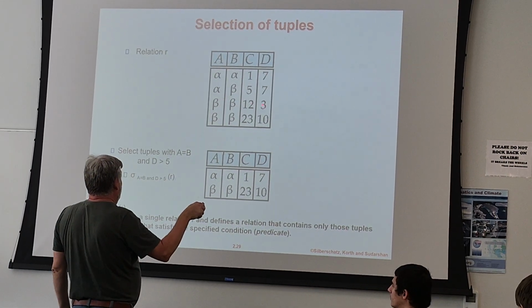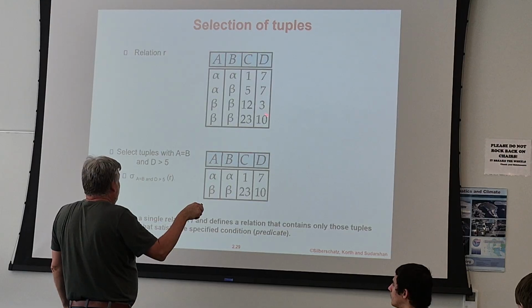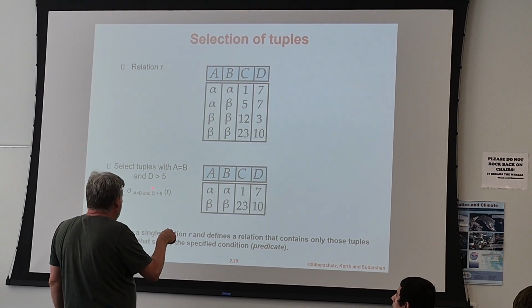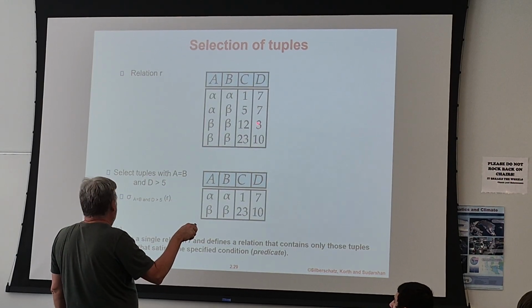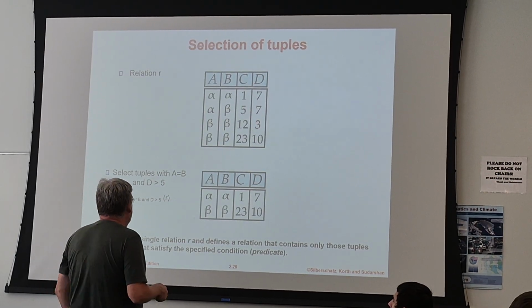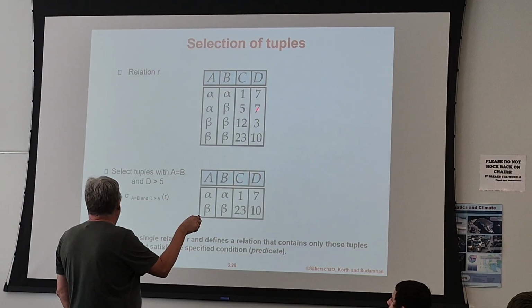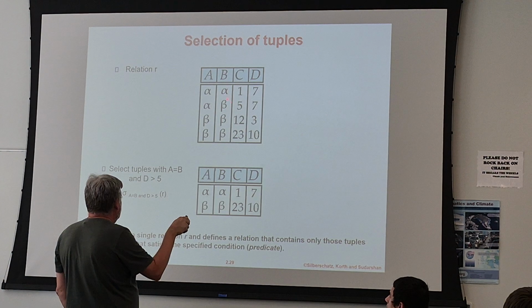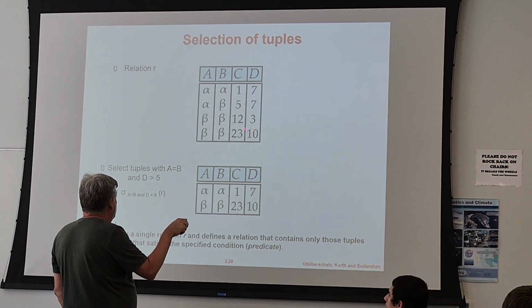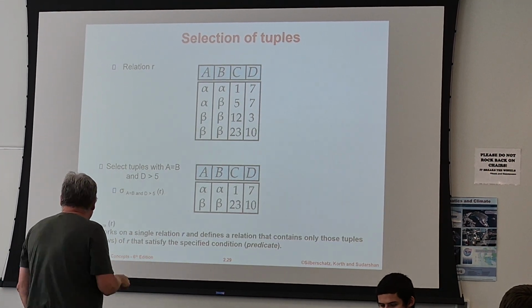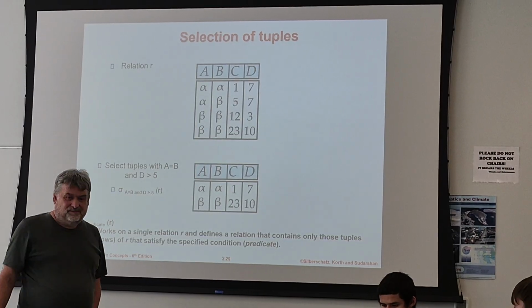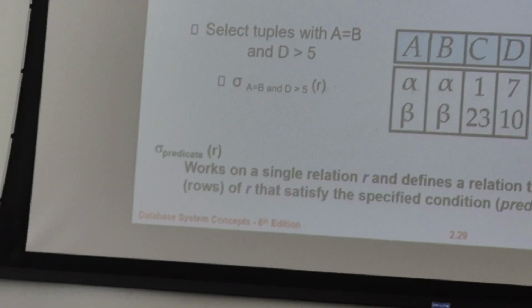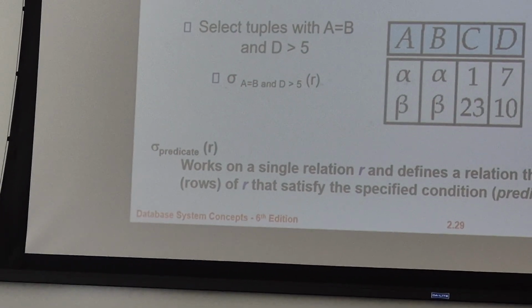And these other rows where the values didn't match, there A was equal to B, but this is an AND, so both of these things have to be true. This value is not greater than 5. That row did not get selected. Same thing here. That row, that value is greater than 5, but these values are not the same, so that row didn't get selected. Only selected these two rows. Predicate, that is the term I was looking for. Predicate is just a fancy term for the conditions that you need to satisfy.